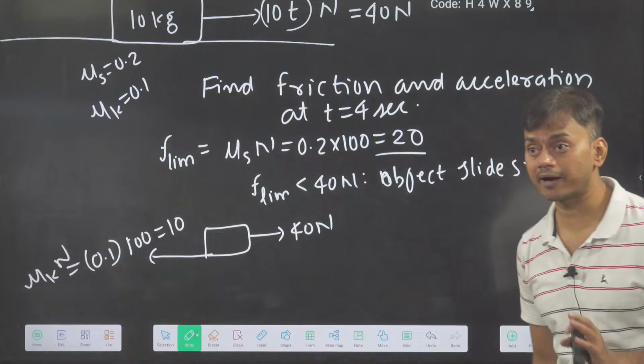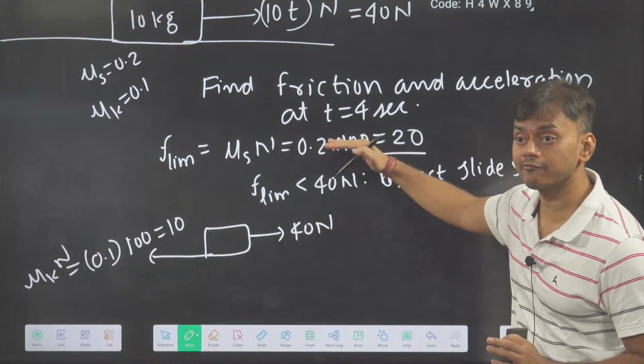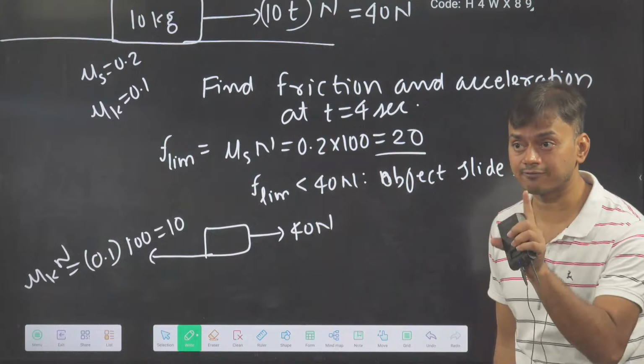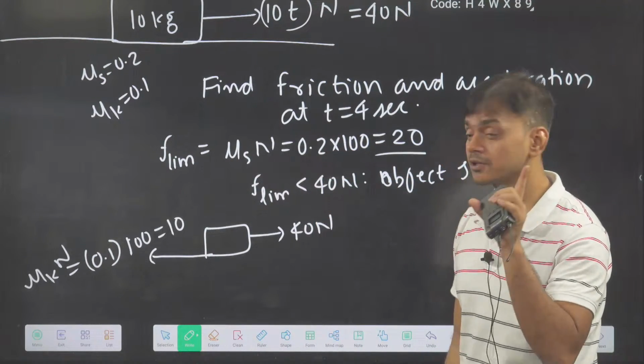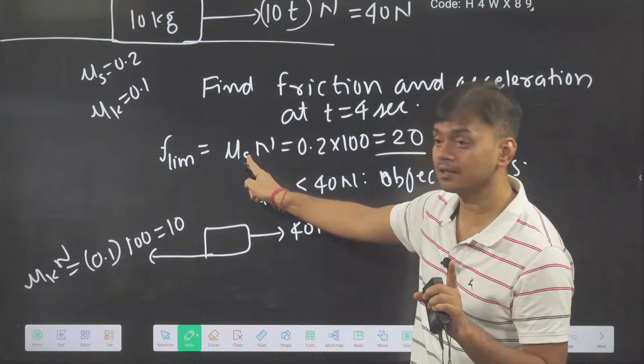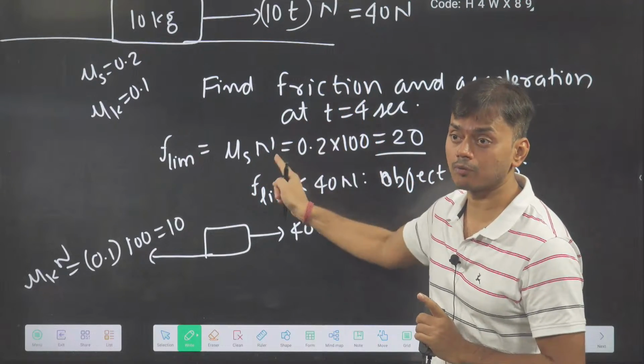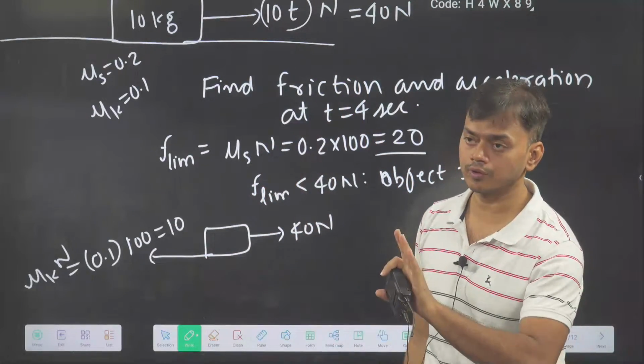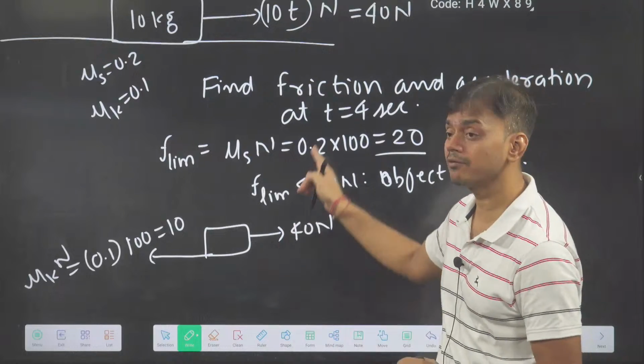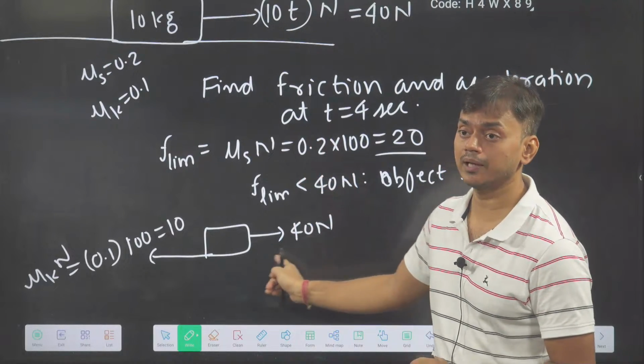Since I classified, this step you have to do every time in solving a question. Just classify what friction is there. First of all, just write limiting friction and check whether it is able to stop the driving force or not. If it is able to stop, the object will be stopped and no kinetic friction will come.